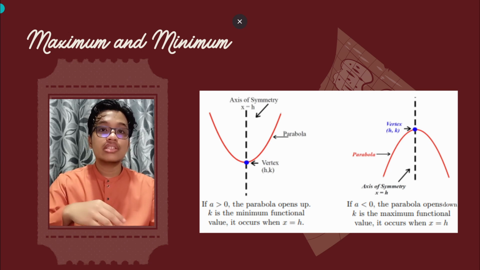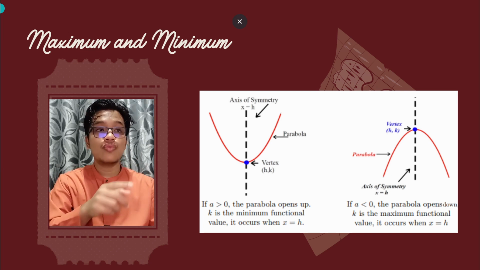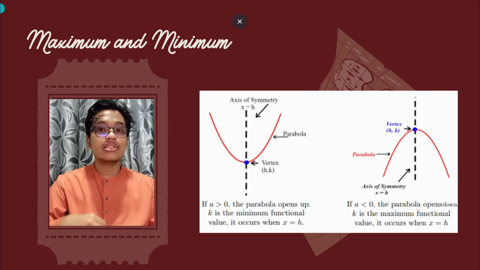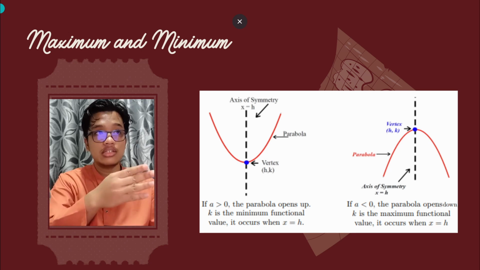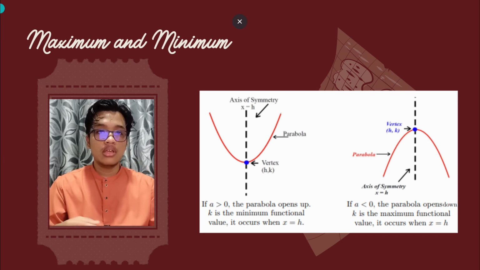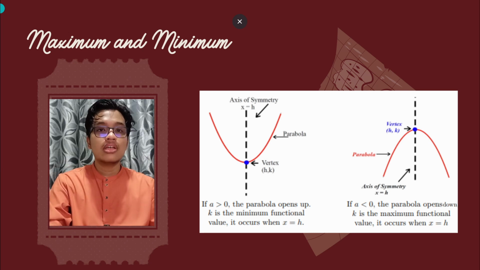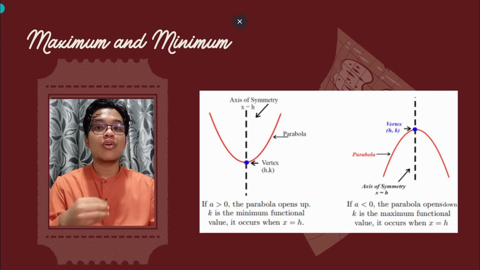As we know, the quadratic equation is f(x) equals ax to the power of 2 plus bx plus c. If the parabola opens up, meaning that a is more than 0, the vertex is the lowest point on the parabola. We say that k here is the minimum functional value of f, or the absolute minimum value of f. If the parabola opens down, like the right one, meaning that a is lower than 0, k is the maximum functional value of f, or the absolute maximum value of f.